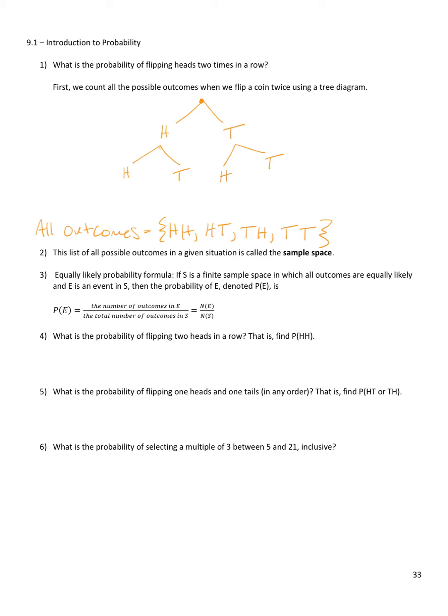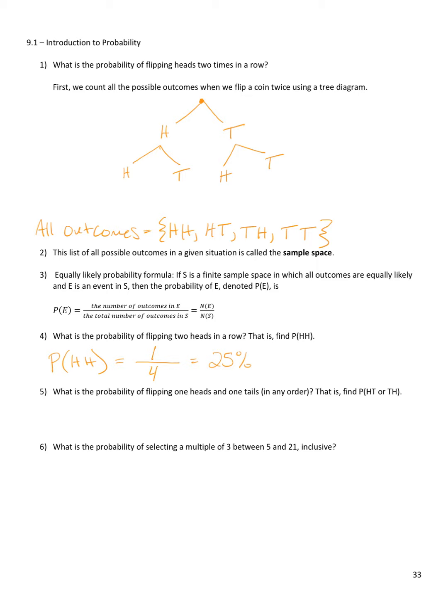So what is the probability of flipping 2 heads in a row? The probability of HH, according to the equally likely probability formula, we take the number of outcomes in the sample space, which in this case is 1, 2, 3, 4 possible outcomes. And one of them is heads, heads. So we put 1 over 4, which is a 25% probability.